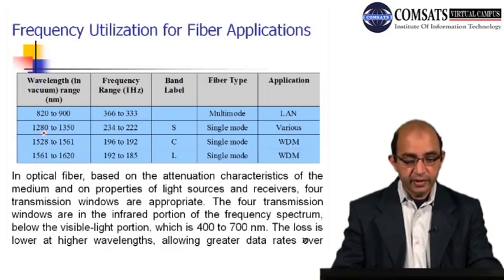So wavelength is increasing and the frequency is decreasing, right? So you can see 234 to 222, band is S, single mode, and it has various applications, right? And then we have wavelength on the higher side and frequency is lower here. Band is C, single mode, and application is WDM, wavelength division multiplexing, right?